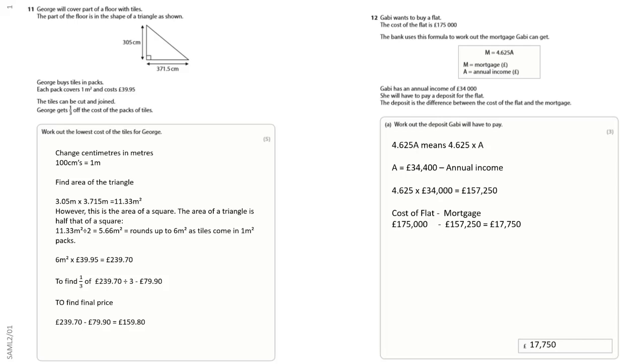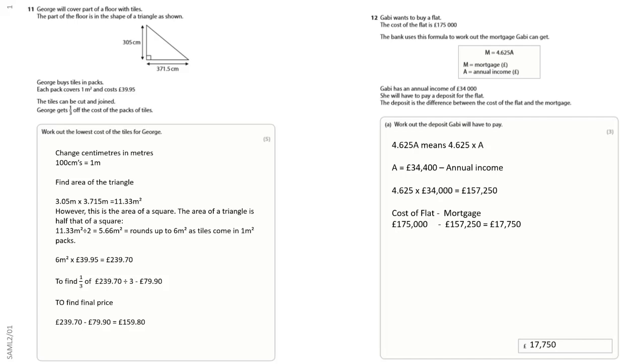So 6 meters times 39.95 gives us £239.70. Then to find a third of that, breaking it down to what we've done with previous questions, you divide it by 3. That gives us £79.90. And then to find the final price, you take £79.90 away from £239.70, which gives you £159.80. Again, with questions like this, it's a good idea to reflect back on them.